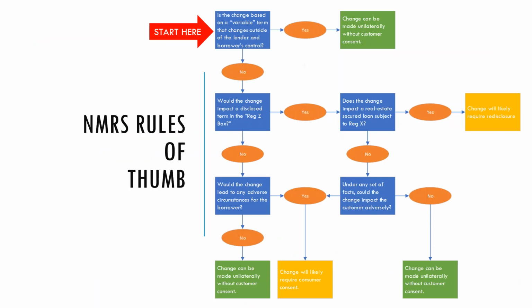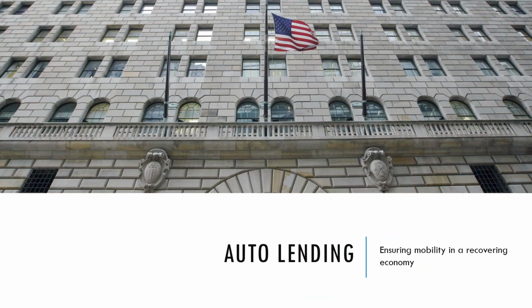Another thing we've put here in the presentation that may be of value to you is our quick internal chart, which is our rule of thumb for how you do account or loan modifications. It's in essence a yes/no chart, and it helps get you to: does it require redisclosure? Does it require consumer consent? Or could it be done unilaterally without the consumer's consent? Again, these will be provided to all of you after the presentation today, so feel free to use those as a resource as you start developing your programs to try to help impacted consumers.